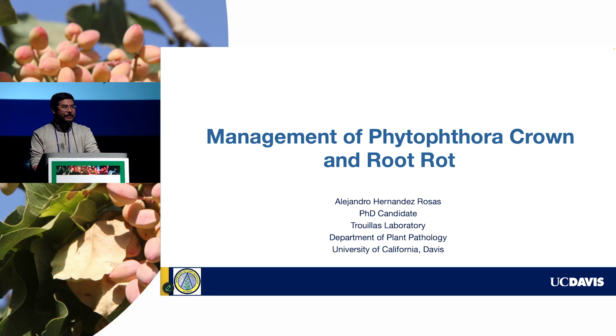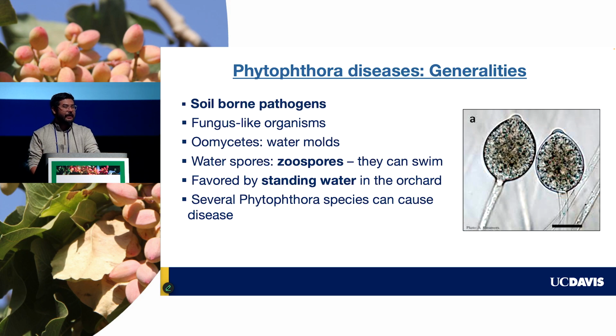As the title states, I'll be going over the management of Phytophthora crown and root rot in pistachio. Just to give a brief overview, Phytophthora species are not true fungal pathogens. These are organisms of their own. They're called oomycetes, commonly known as water molds. They're fungal-like, but something completely different. These are soil-borne pathogens that are favored by standing water, because they have unique spores called zoospores that give them the ability to swim through water and then cause infection.